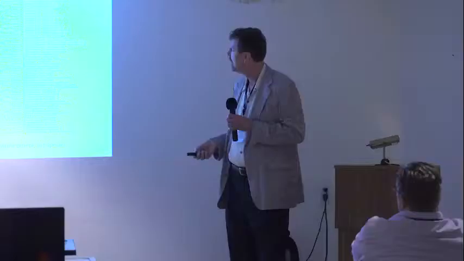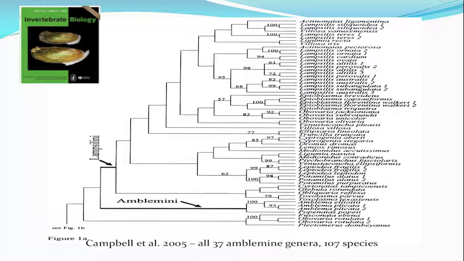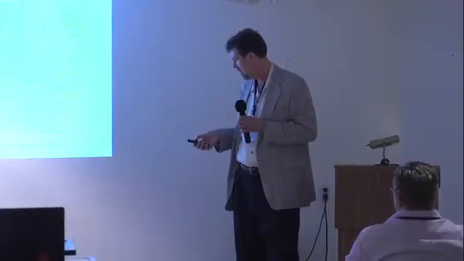We have since extended this with former students and postdocs. Dave Campbell is the senior author of this paper, looking at all 37 Ambleminae genera. This is a subfamily of the Unionidae, which is distributed in eastern North America, east of the Rocky Mountains, and about 107 species in this particular data set.